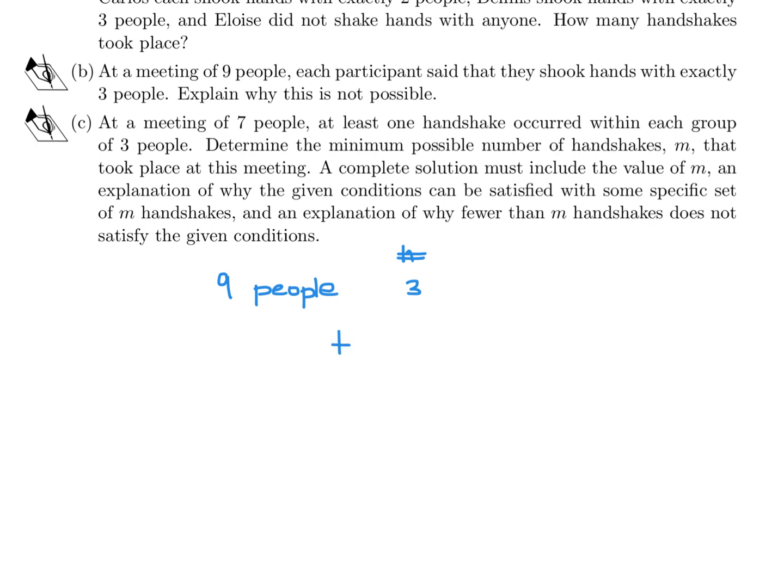So the total handshakes is 3 times 9, which is 27. But remember, we have to divide by 2 to get the number of unique handshakes, and that's 13.5. But that can't be possible because the number of unique handshakes has to be an integer. So you can just write that.